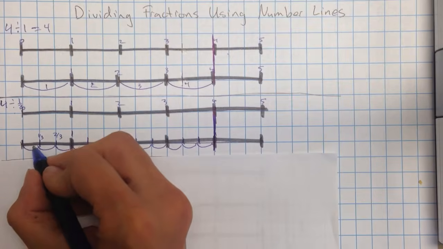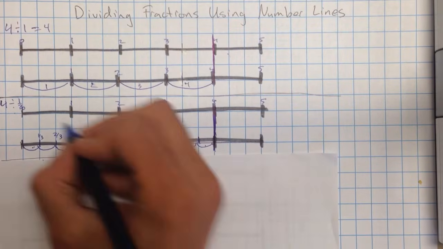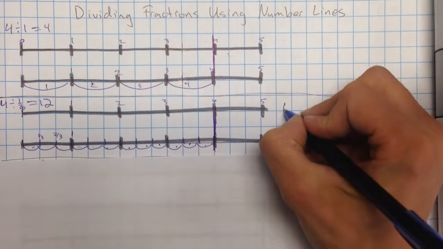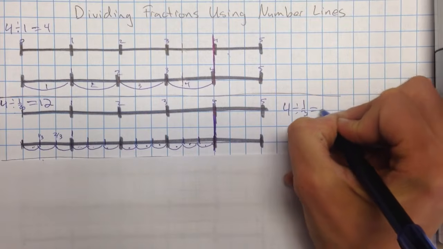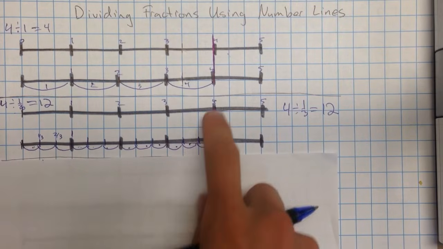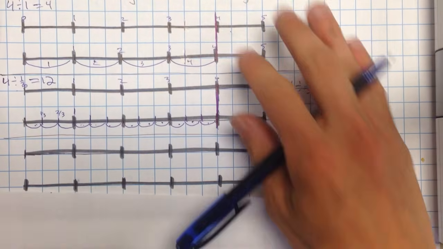And we can count how many we got: 1, 2, 3, 4, 5, 6, 7, 8, 9, 10, 11, 12. So 4 divided by 1/3 equals 12. We could put right here 4 divided by 1/3 equals 12. There are 12 one-thirds in the total length of 4. All right, so let's look at another problem.